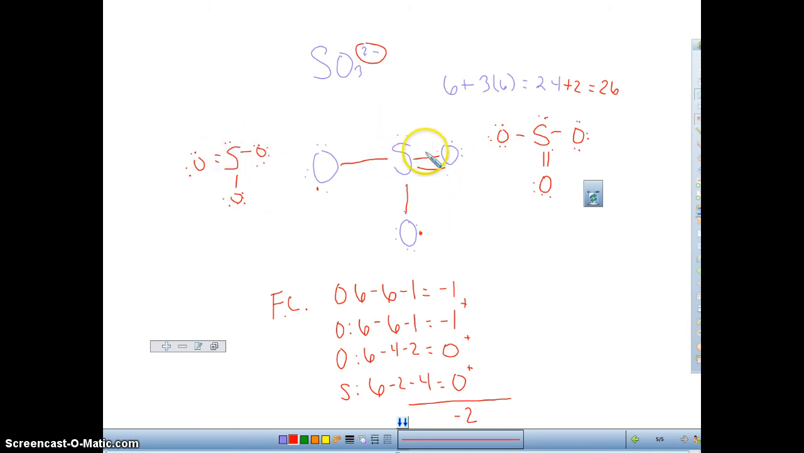Now, keep in mind, sulfur is one of those exceptions. Sulfur, yes, it has more than 8 electrons around it, but it is an exception to the rule. So I don't have to worry about that being violated. Sulfur has the extra D shell, so it has that extra storage, so we are good to go on this.